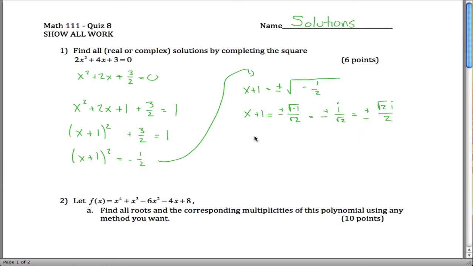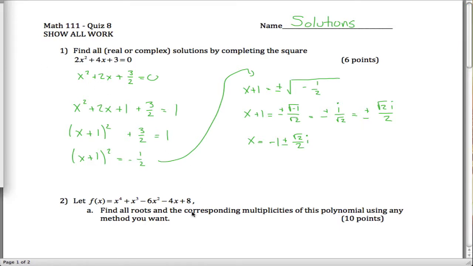rationalize the denominator. So what you get is x equals -1 plus or minus the square root of 2 over 2 i. I guess that's all I have to say about that. So there's two roots here. One of them is -1 plus root 2 over 2 i. The other one is -1 minus root 2 over 2 i.